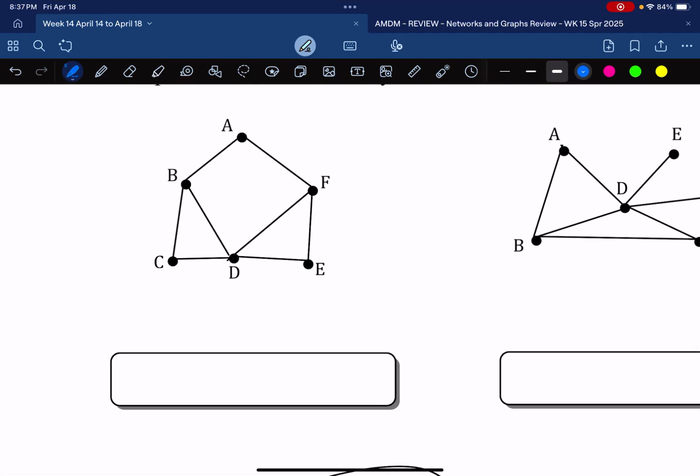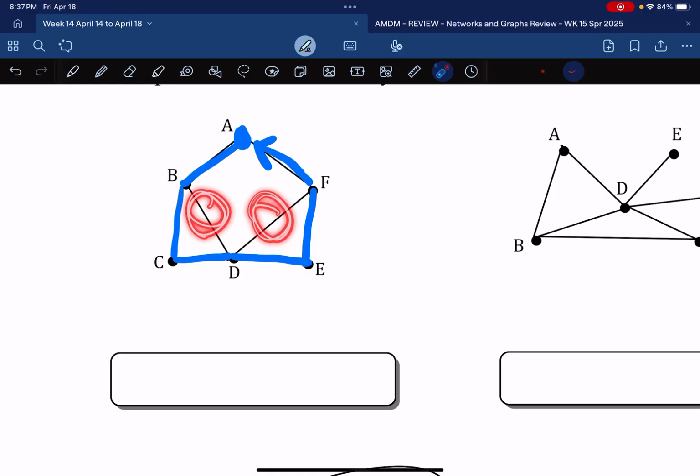I can start like at A. I'm going to go to B, go to C, go to D, go to E, go to F, and then I could make my way back to A. Notice that I did not care about these lines. I only want to go to every single vertex. That's the big difference between Euler and Hamilton. We are only focused on the vertex.